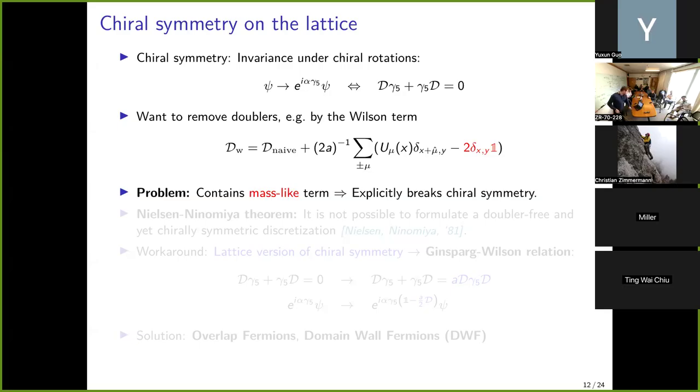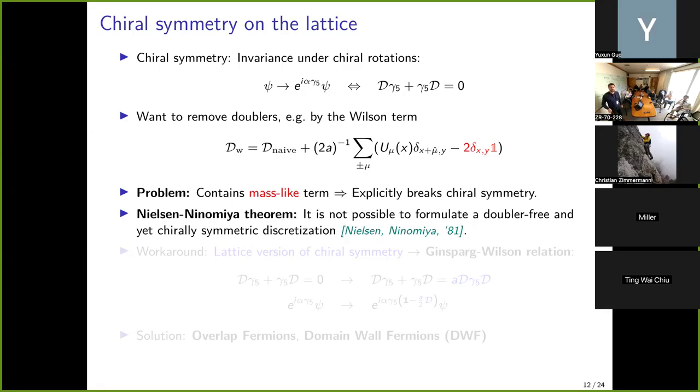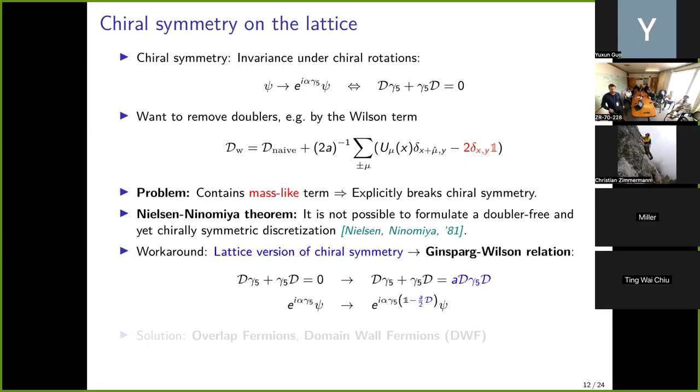So you might ask, is there another way to do that, to remove the doublers and yet have chiral symmetry? And there's a no-go theorem actually, by Nielsen and Ninomiya, so it's not possible to formulate a doubler-free discretized theory which is chiral symmetric. But there's a way around. We have to modify chiral symmetry. So we have to invent a lattice version of chiral symmetry.